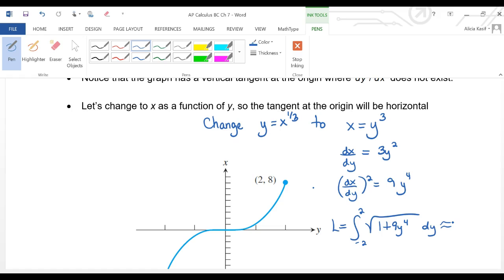Why are the bounds negative 2 to 2? Because we changed everything to a function of y, so we use the y. Look at the original function. I actually think it's easier to look at the original. Use the y on those values. Anybody get 17.261?